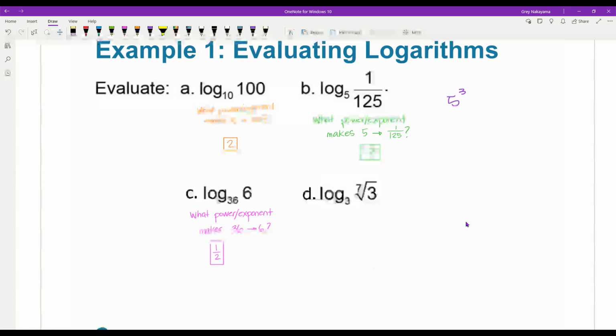Log base 3 of the 7th root. What exponent makes 3 that? Well, the 7th root is the same thing as 3 to the 1/7. So what is the exponent? It's 1/7. That's all it is.